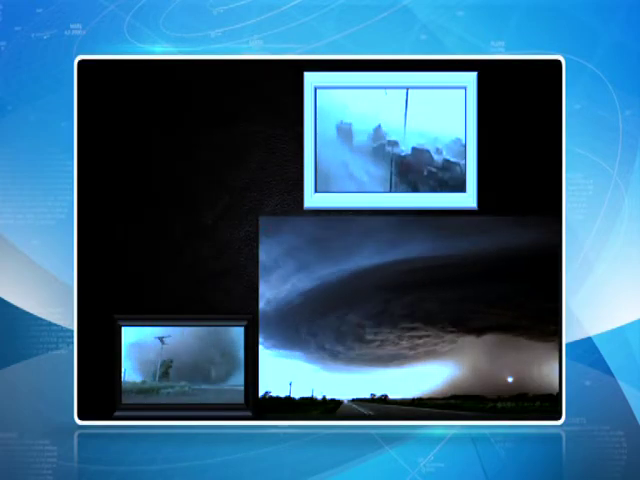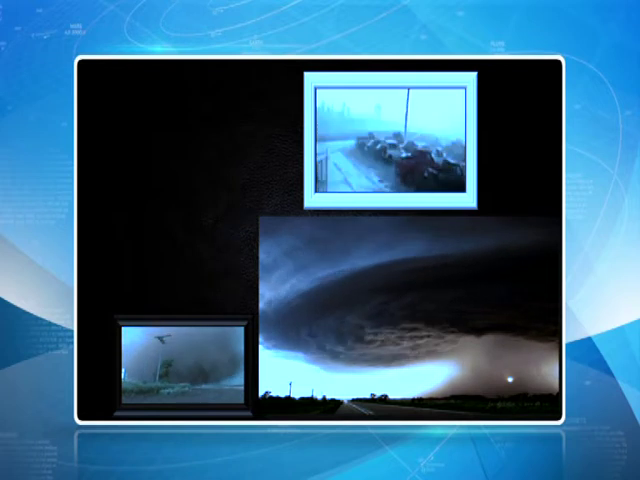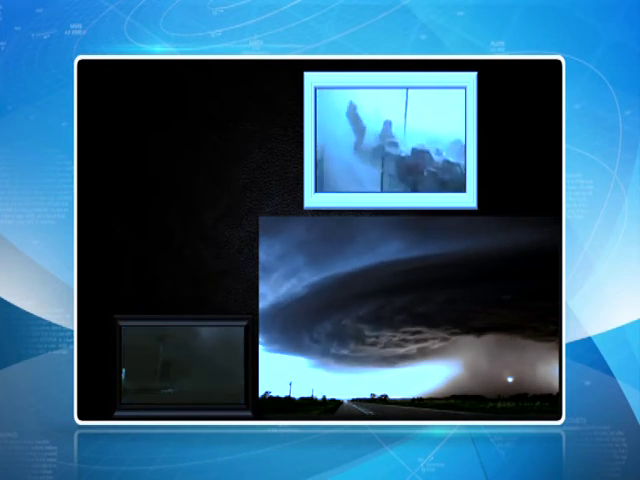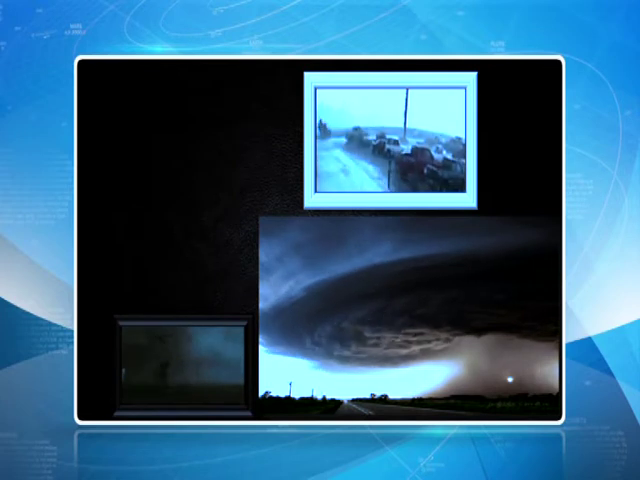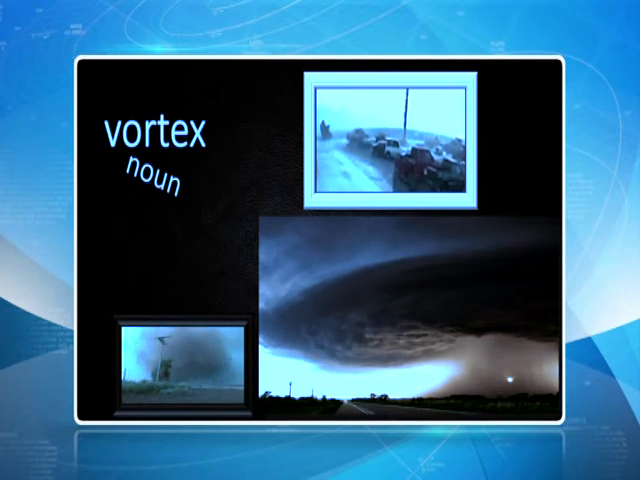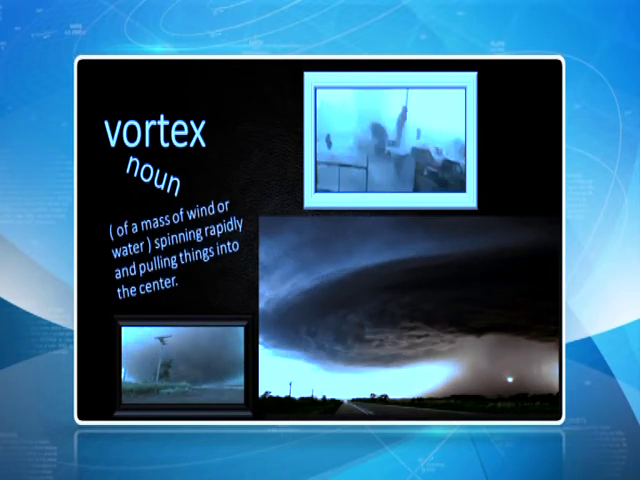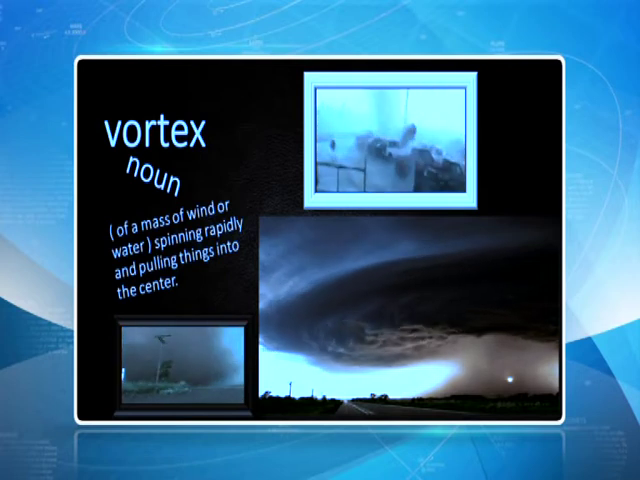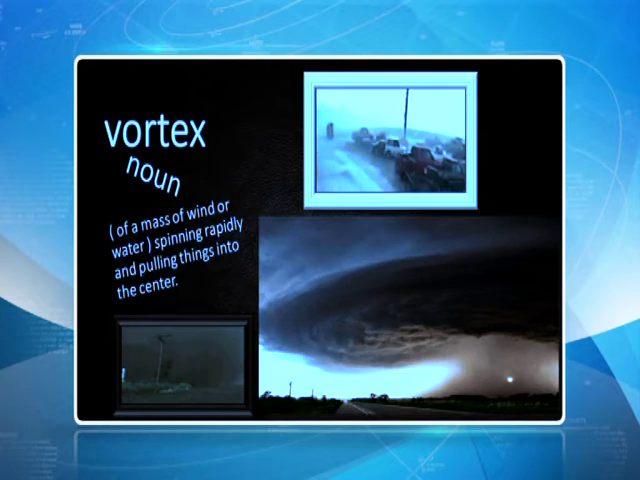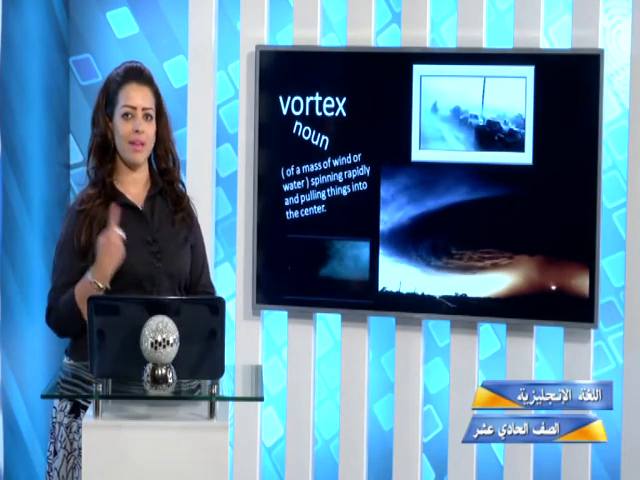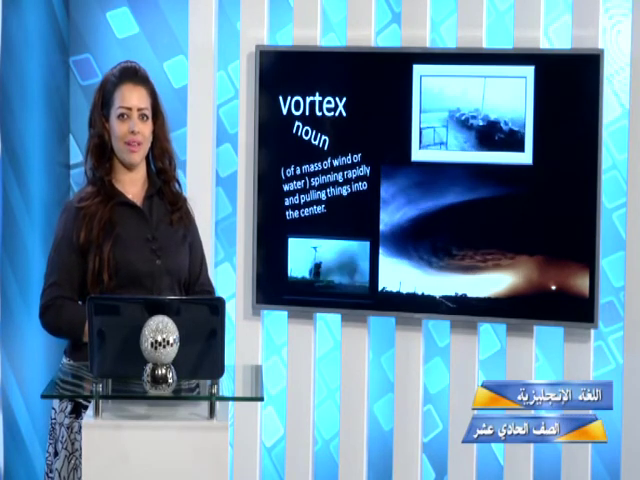What do you see over here? Look at the pictures. We have cars which are getting destroyed, right? Wind, strong wind. What is this word? It's a vortex. What's a vortex? A mass of wind or water spinning rapidly and pulling things into the center. Look at the cars, what's happening to them? The vortex, while it's spinning round and round, is pulling them into it.